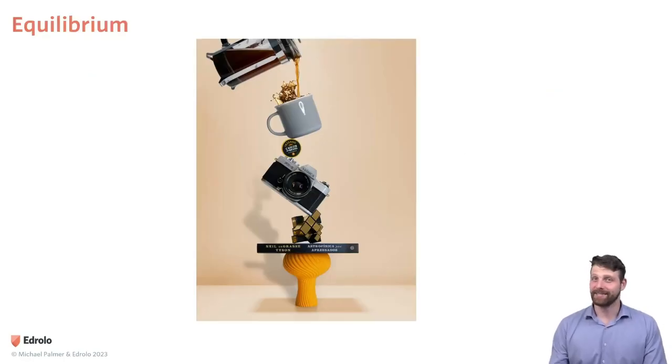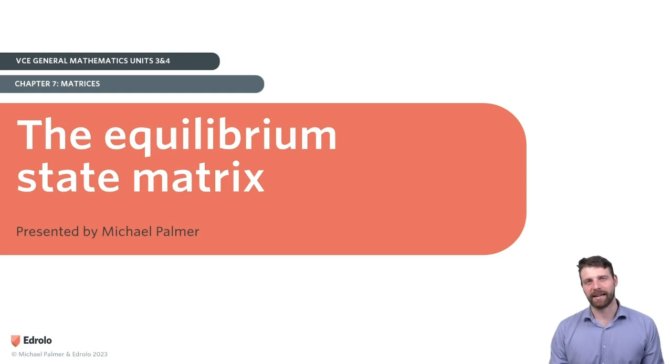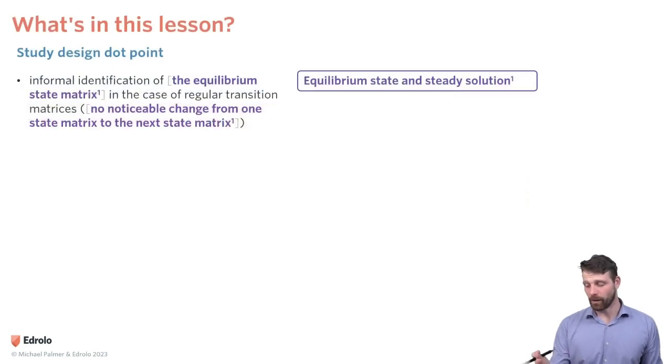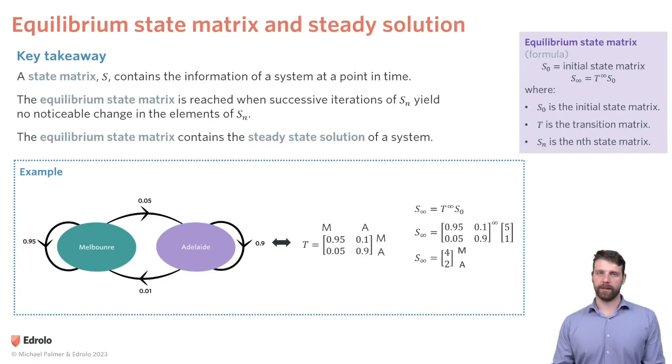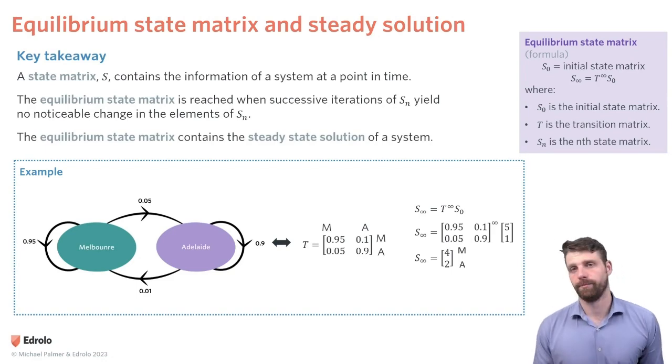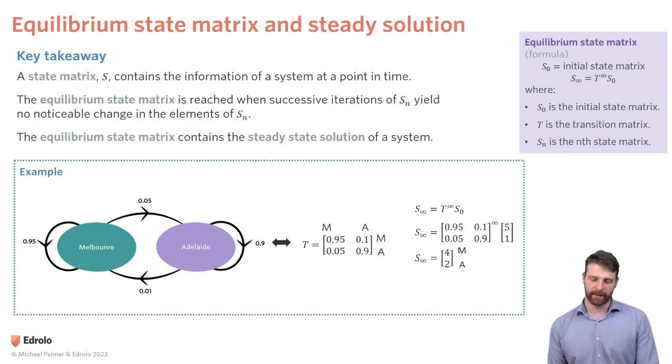Whoa, steady on. Today's lesson is all about balance. Welcome to the equilibrium state matrix. Today, we've just got one key knowledge point to go over. That's equilibrium state and the steady solution. So let's have a look at what that is. Okay, today's lesson is to do with the stuff that we looked at in the last lesson. So if those transition matrices aren't really making sense, then it's pretty hard to progress. So you do need to sort that out a little bit.